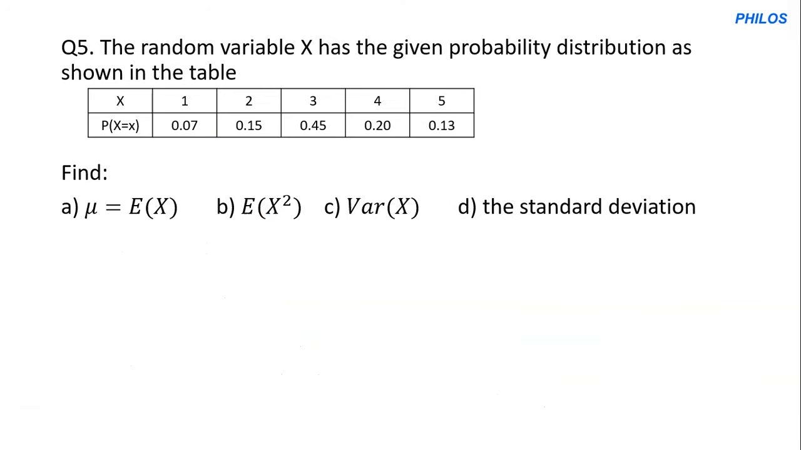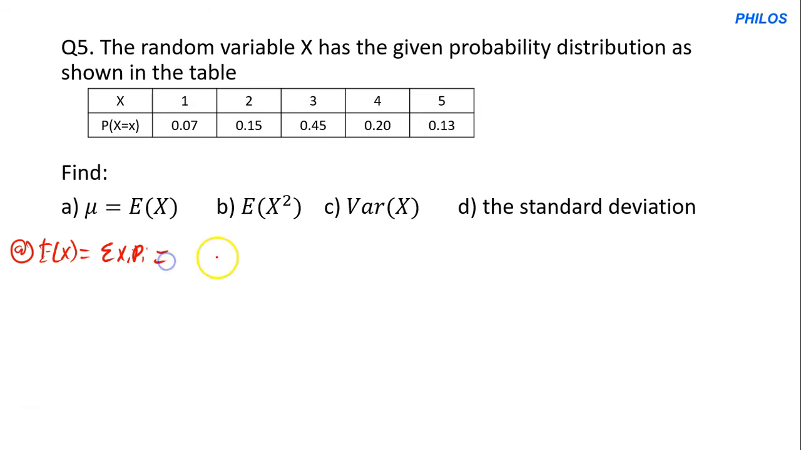Question 5 says, the random variable x has the given probability distribution as shown in the table. So we have this table. Find A, mu, that is the expected value of x. To find the expected value of x, which is the mean, the formula is the sum of xi times pi. It means x1 times p1 plus x2 times p2 plus x3 times p3 plus x4 times p4 plus x5 times p5. That's the meaning.